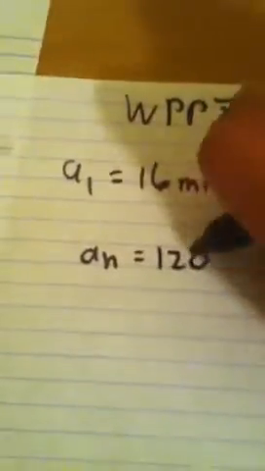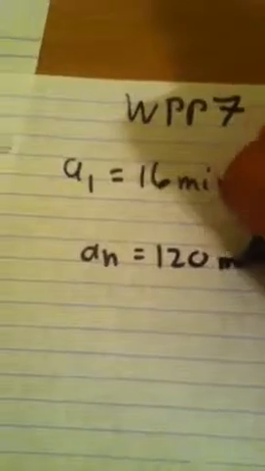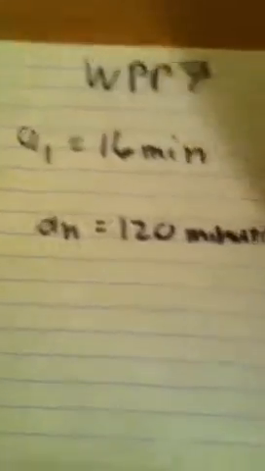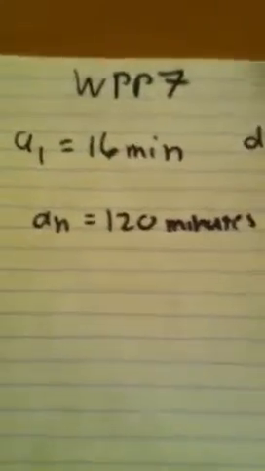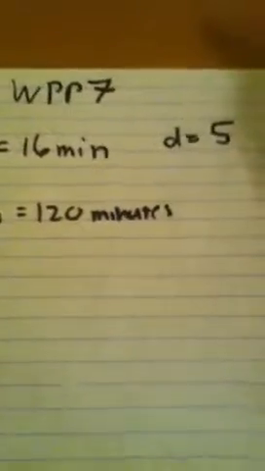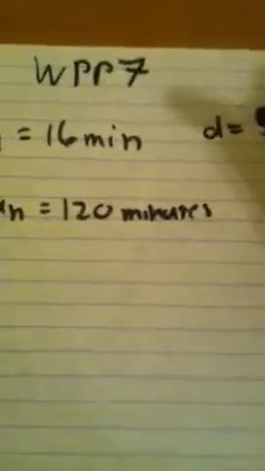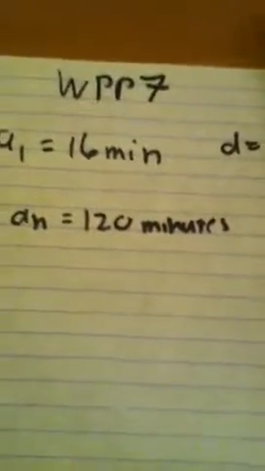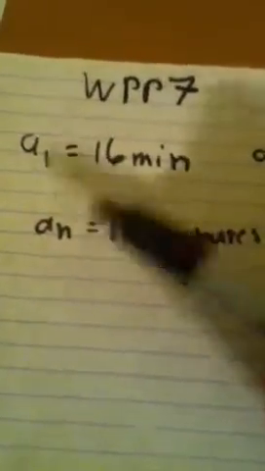So since it's an arithmetic sequence, d will be 5, and our a sub n equals 120 minutes. It was 2 hours, but we have to convert it to minutes, so everything has the same units, so it could be easier to solve. And we're looking for n.